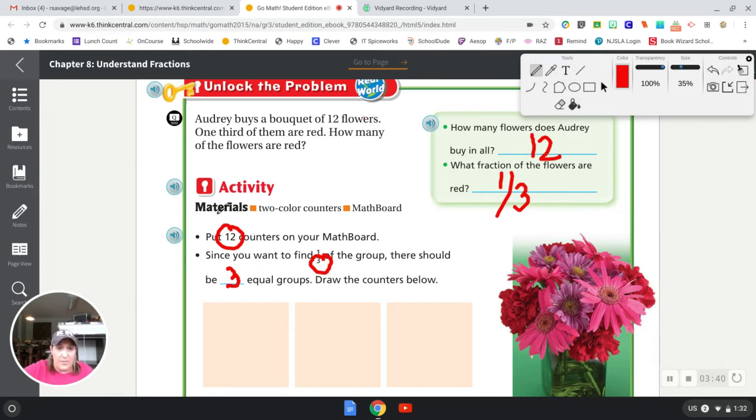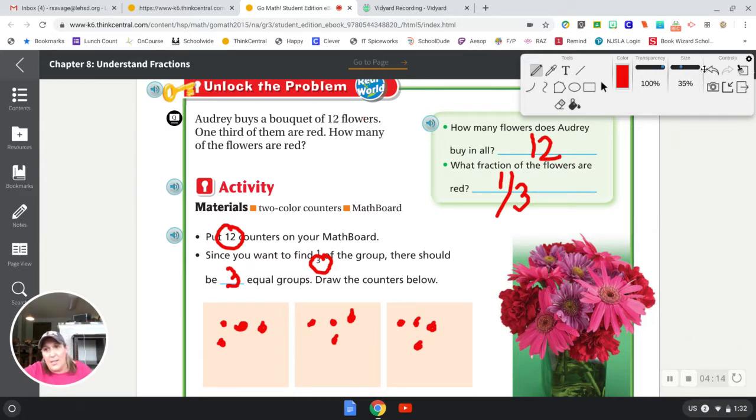Now, if I don't know this right off the top of my head, I'm just going to deal them out like cards. 1, 2, 3. Did I do all my flowers yet? Nope. I got to go to 12. 4, 5, 6, 7, 8, 9. Am I there? Nope, I need 12. 10, 11, 12. Did I deal out all my flowers? Yes, I did. Okay, bear with me. This is my first time using this tool.